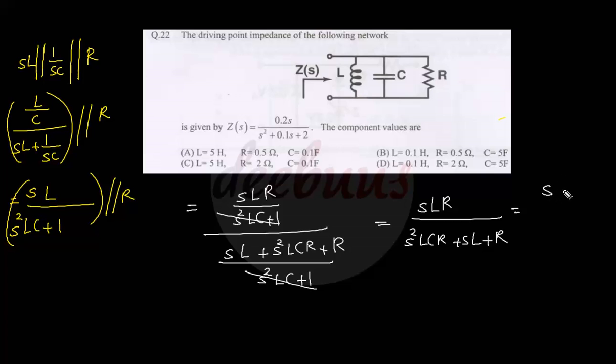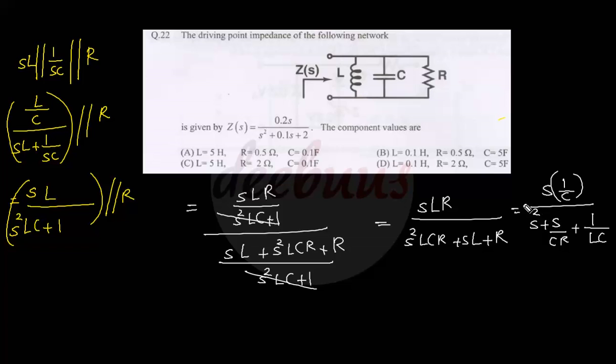That turns LR by LCR, that turns S by C, S into 1 by C, divided by S square plus S into dividing by LCR, that is S by CR plus 1 by LC. Now we can compare the expressions.